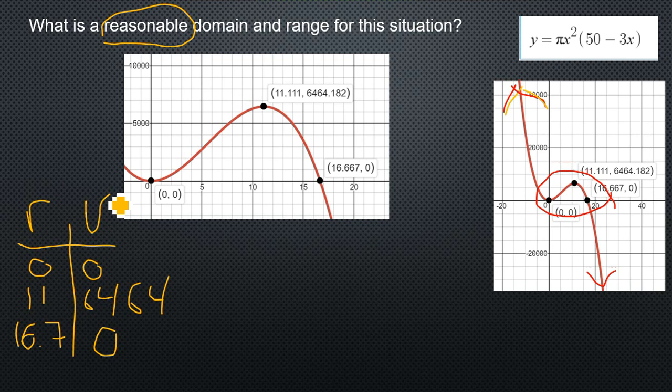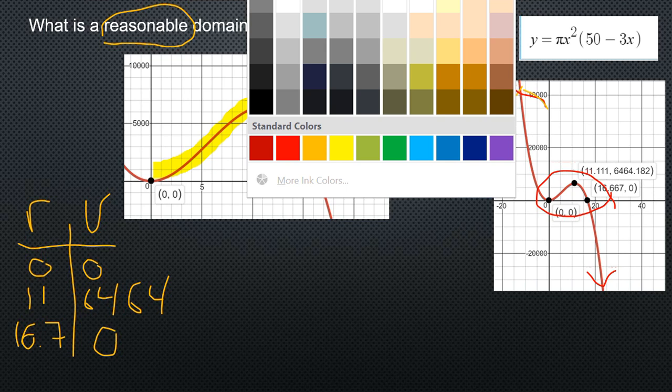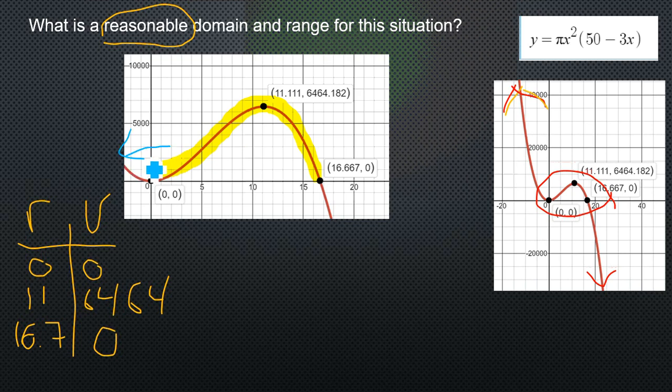The reasonable part will be right in here. I'll highlight it for us. The reasonable part's right in there. As we move to the left over here, our radius is negative. As soon as we cross that point right there, we get a negative radius. And a negative radius doesn't make sense. In addition, over at this point, we can't go past 16 and 2/3 for a radius because as we go down this direction, we get negative volume. And of course, that wouldn't make sense either.